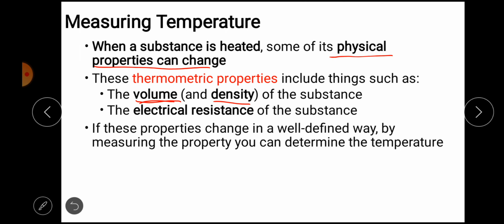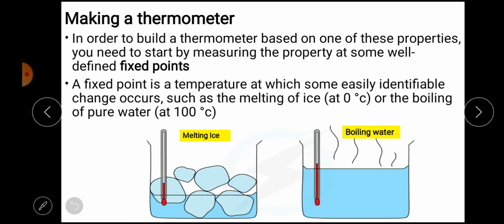Another example is the electrical resistance of a substance. Electrical resistance of a substance is a thermometric property of that substance, because when it is heated, this changes. So if these properties change in a well-defined way, by measuring the property, you can determine the temperature. So let's see how we can use the tool to determine the temperature of a substance.